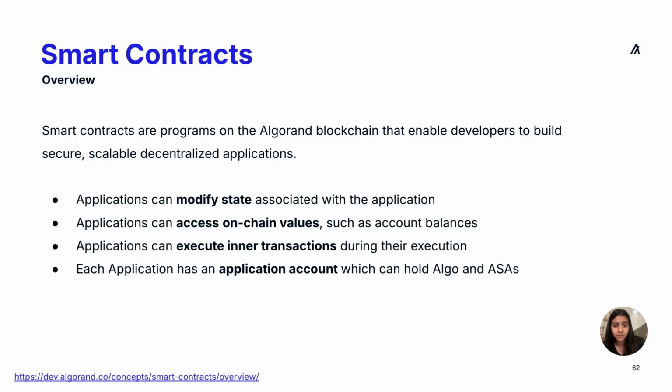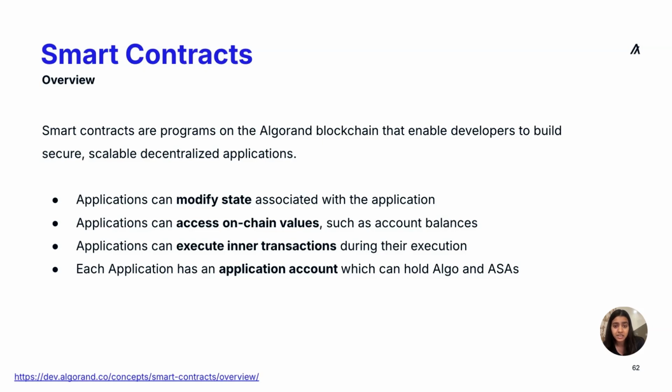Your code is running simultaneously across thousands of computers around the world. Now here's something really important about Algorand smart contracts. What's really exciting is what your smart contracts can actually do once they are running. They can modify their own state. They can access real-time information from the blockchain, like checking account balances or looking at other transactions. They can even execute what are called inner transactions, basically making other transactions happen as part of their execution.